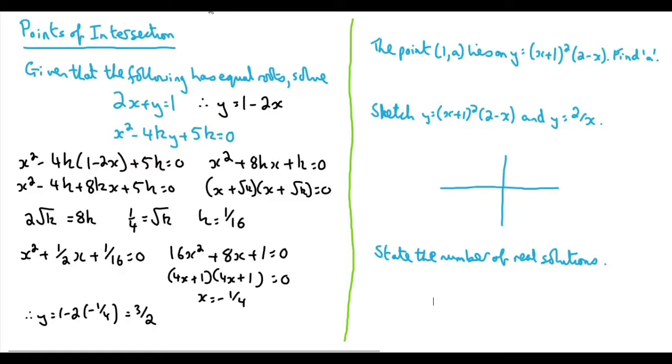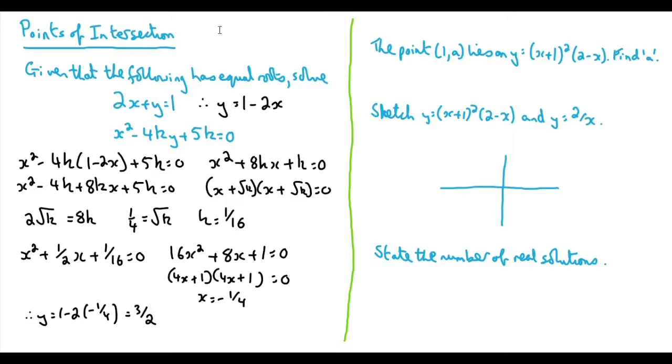So the point (1, a) lies on y equals, then the first brackets is (x plus 1) squared, and times by, in another brackets, (2 minus x). Given this, find a. Then sketch y equals that, well, that whole equation with the brackets, and also the graph of y equals 2 over x, and then state the number of real solutions.